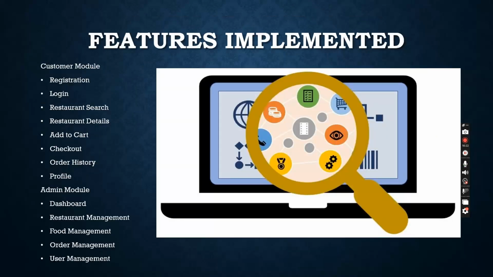In this, the customer module is the first module and the second module is the admin module. I'll first explain the customer side features. The first feature is user registration. A new user should create an account by providing basic information such as name, email, phone number, and password. The application validates the entered information before creating the account.